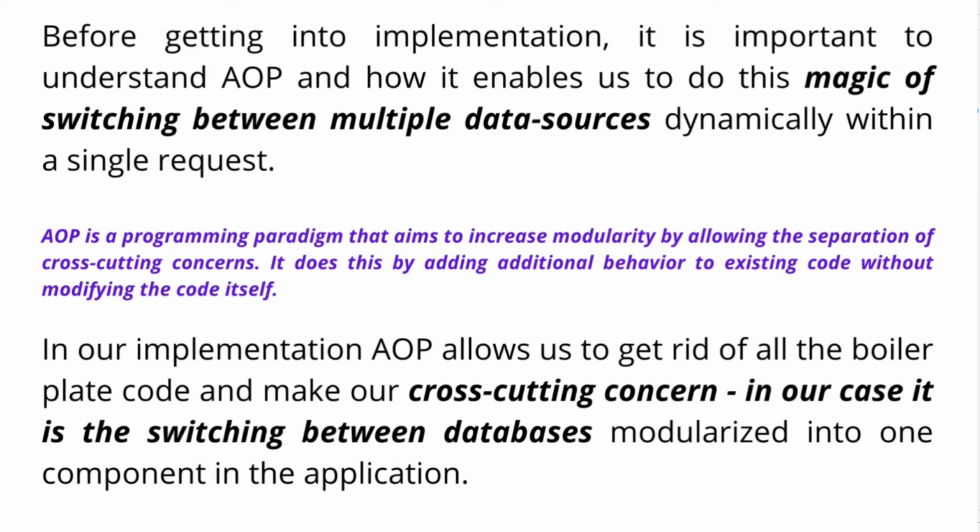Generally, AOP is a programming paradigm that aims to increase modularity by allowing the separation of cross-cutting concerns. It does this by adding additional behavior to existing code without modifying the code itself. In our implementation, AOP allows us to get rid of all the boilerplate code and modularize our cross-cutting concern, in our case the switching between databases, into one component in the application.